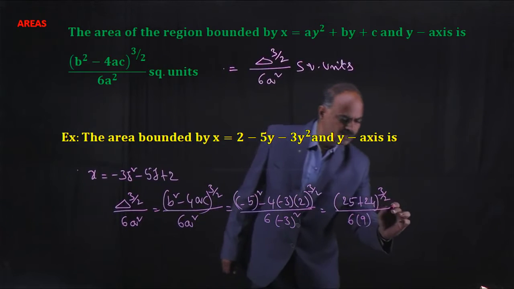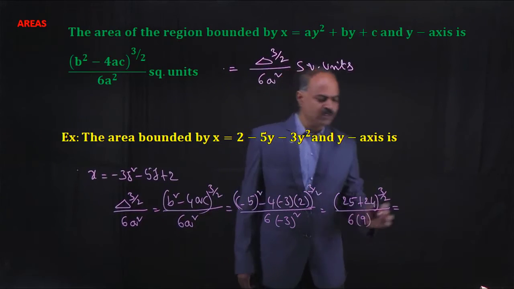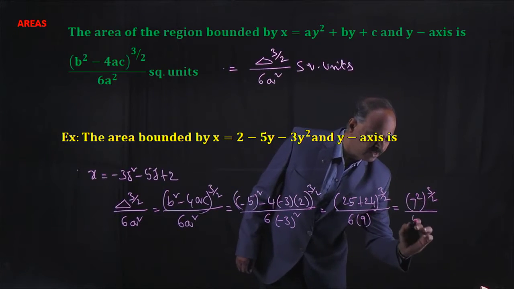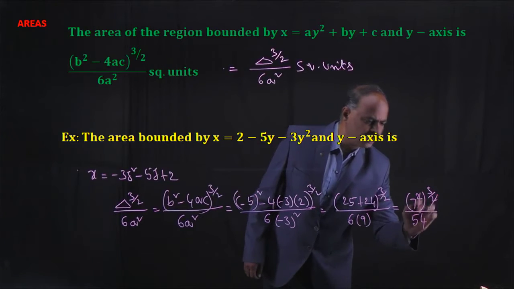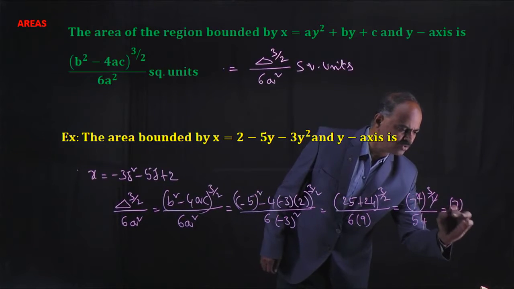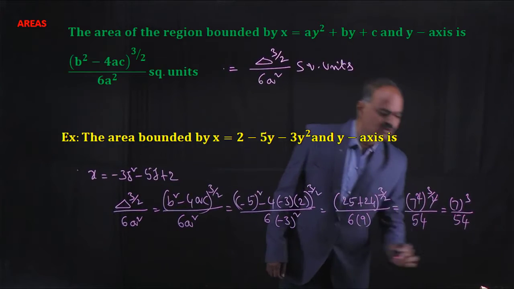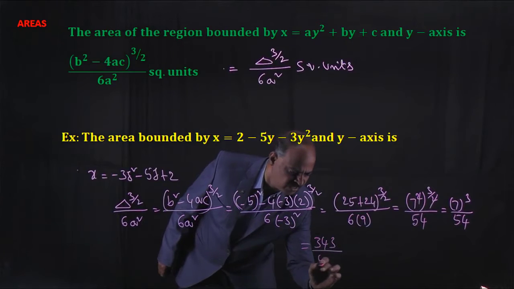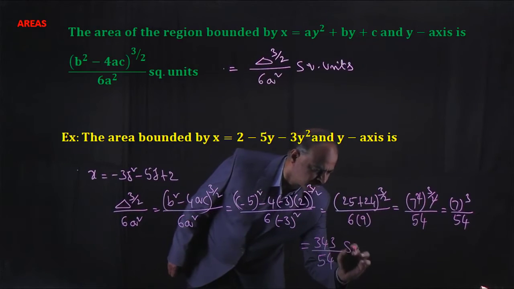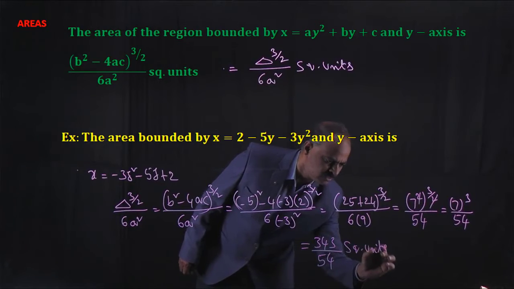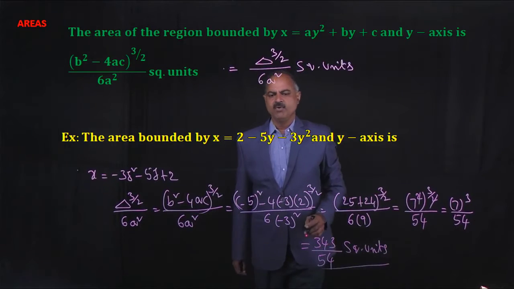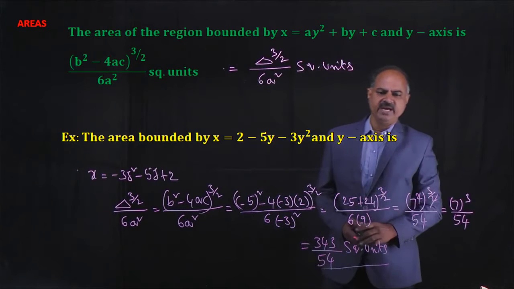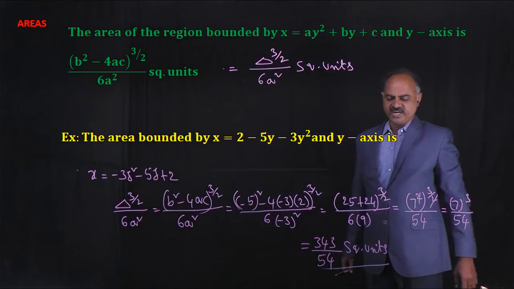Now that is equals to 49 whole power 3 by 2. Now this can be written as 7 square whole power 3 by 2 by 54. So here the 2 and 2 get cancelled, that is equals to 7 cube by 54. So 7 cube equal to 343 by 54 square units. So therefore the area bounded by x equal to 2 minus 5y minus 3y square and y-axis is 343 by 54 square units.